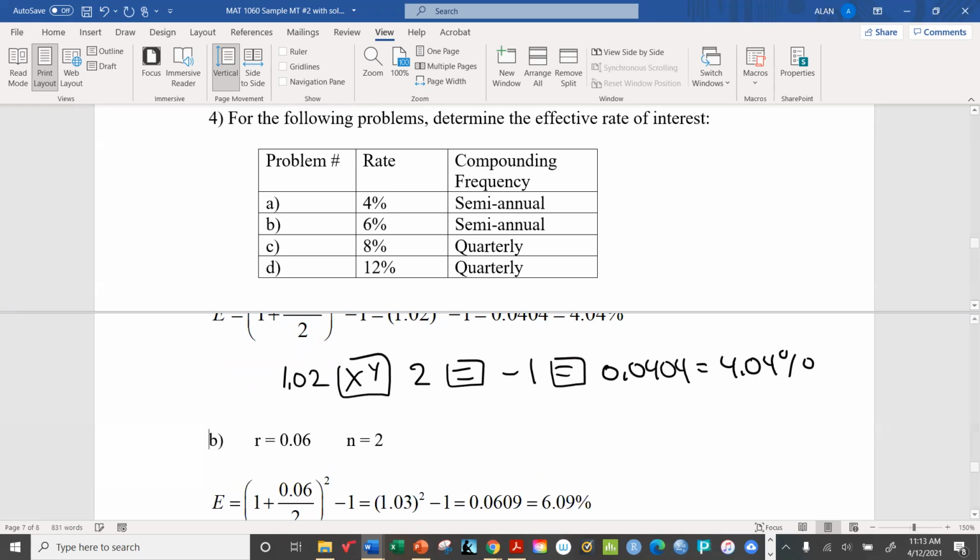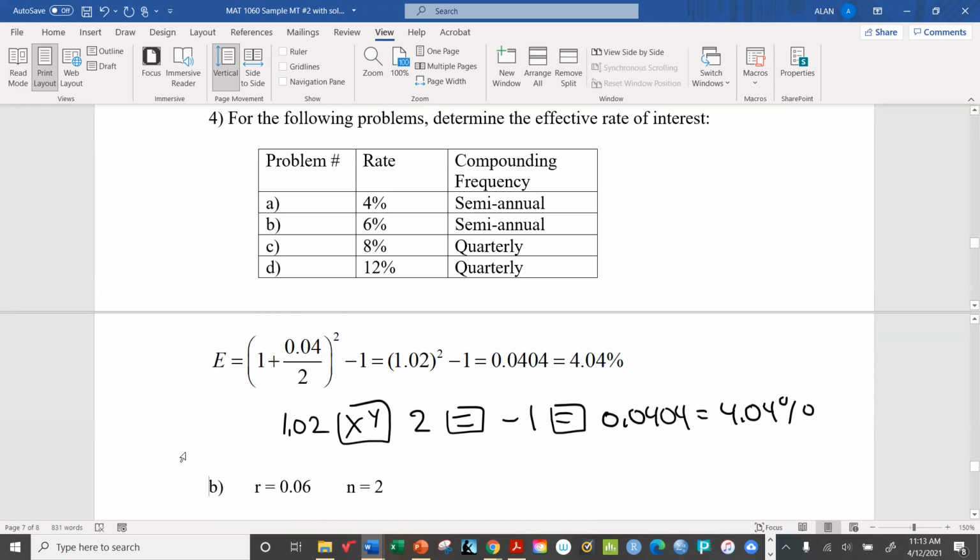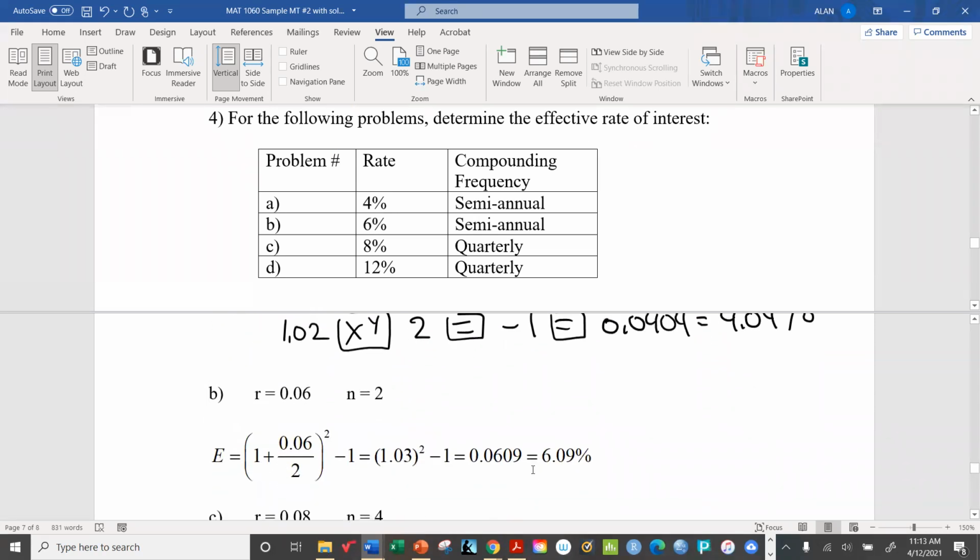Very nice. All right. Now for part B, what do we do for that one? With part B, we have a 6% rate of interest, which is compounded semi-annually again. So it'll be a similar type problem. Plug in the numbers. This time we've got 1.03 squared minus 1, which ends up giving us 0.0609 or 6.09%.